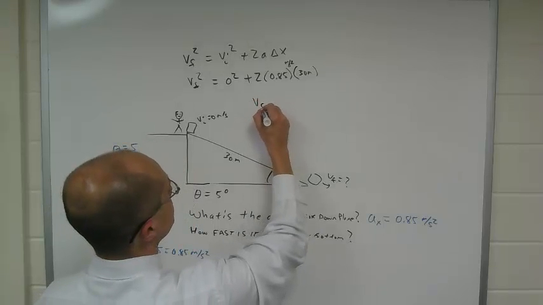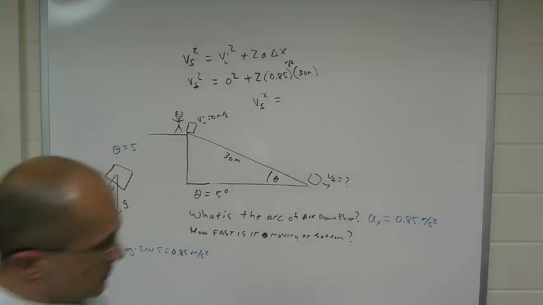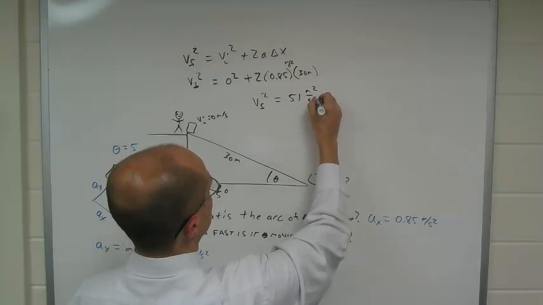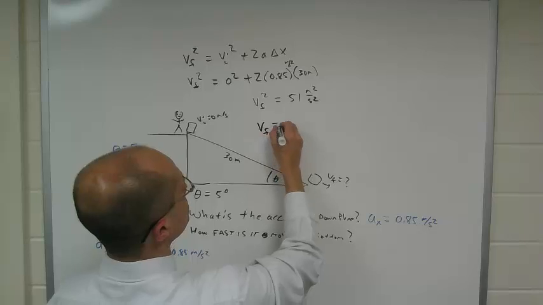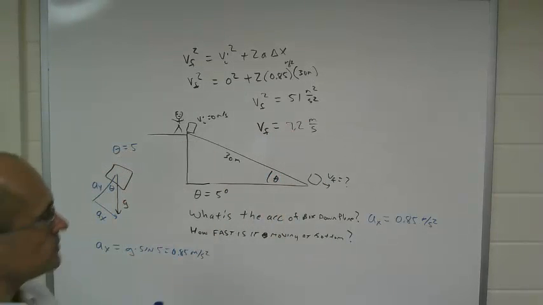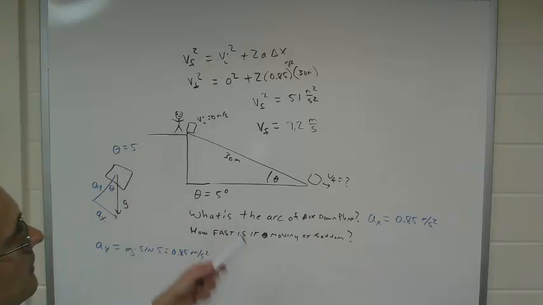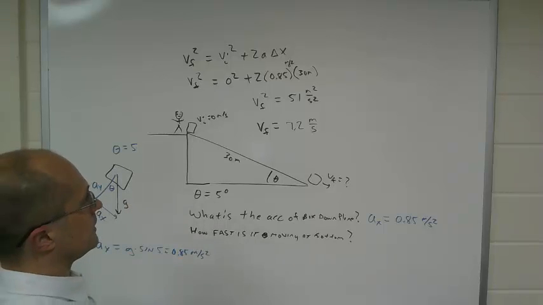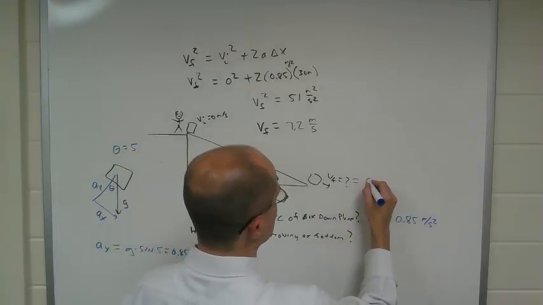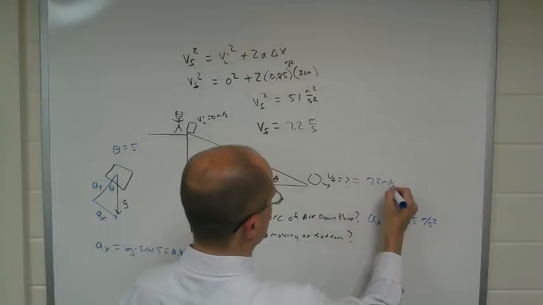So what we see is v final squared is going to be 51 meters squared per second squared. When we take the square root, which will be 7.2, our box gains an appreciable amount of speed going down this very shallow ramp. So our final velocity is 7.2 meters per second.